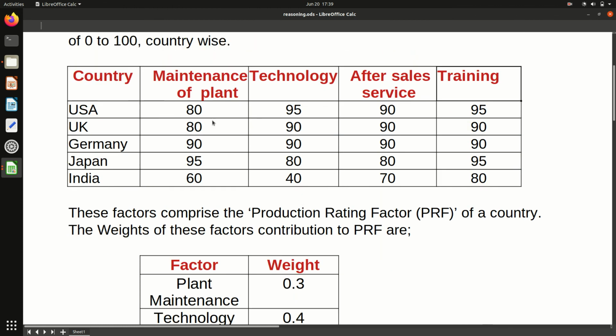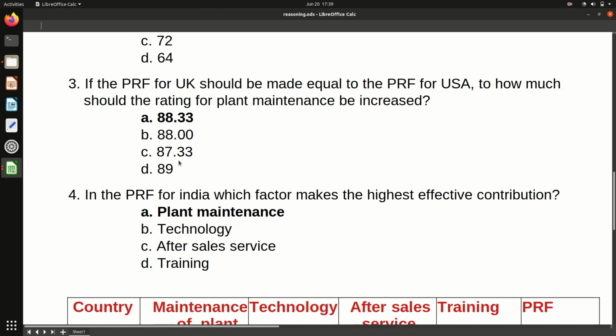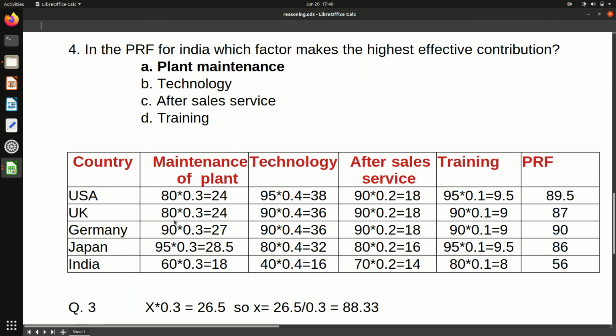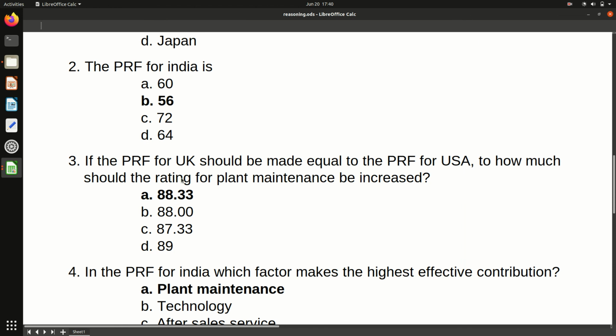What we have done is multiply each rating by its weight, because all ratings are not the same. It is not the case that all are equal weight. Technology is highest, then this one, then this one, then this one. So we have to multiply by weight to get the actual rating, and once we get the actual rating, we do the summation for each country separately, and that's all. In this way we have easily solved all these questions. We just do a bit of multiplication, get the PRF, and then calculate the answer very easily.